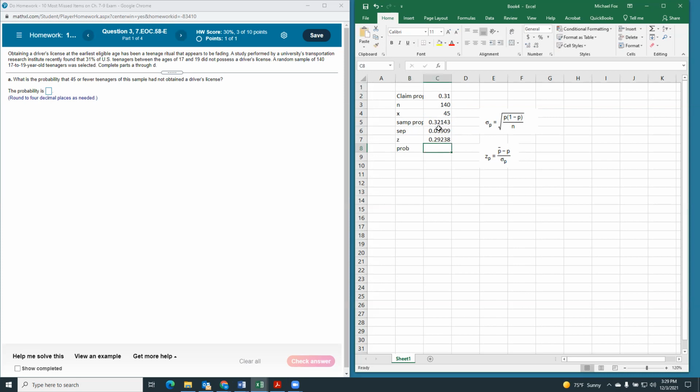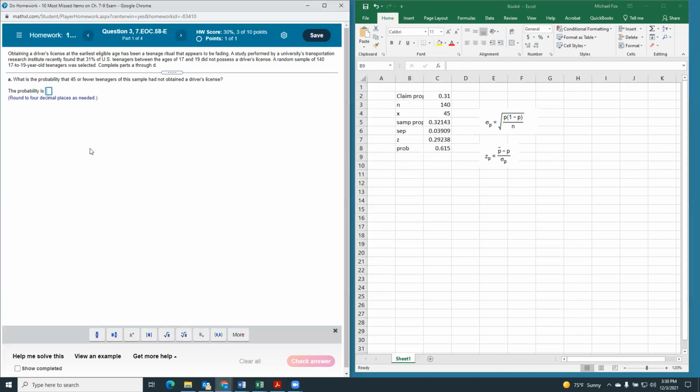This will be the probability of less than, right? And this is 45 or fewer. So by using NORM.S.DIST, use the z-score, true. So the probability of 45 or fewer is 0.615.